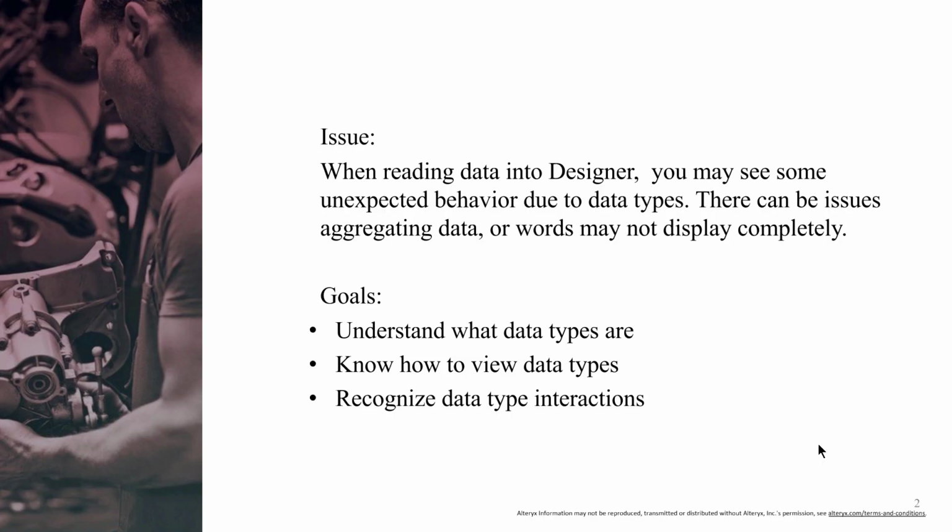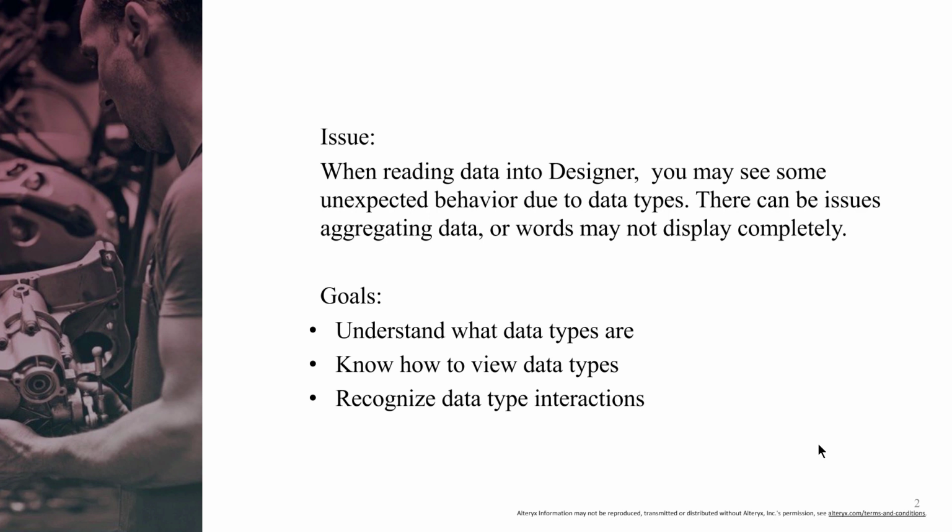When you're reading data into Designer, you may see some unexpected behavior due to data type interactions. A function that you're expecting to work doesn't, or you can't do a certain calculation or aggregate data. Maybe some words aren't displaying correctly. These are usually problems with data types not being set correctly upstream.